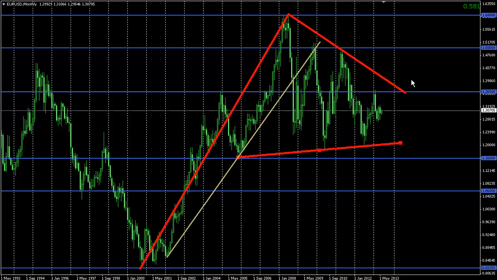We are approaching the point of breakout of this triangle, be it to the upside or to the downside, because the market is forming the fifth wave inside of it. Here is the first wave, the second wave, the third wave, the fourth wave, and now the market is forming the fifth wave. Usually triangles get broken after the formation of the fifth wave.